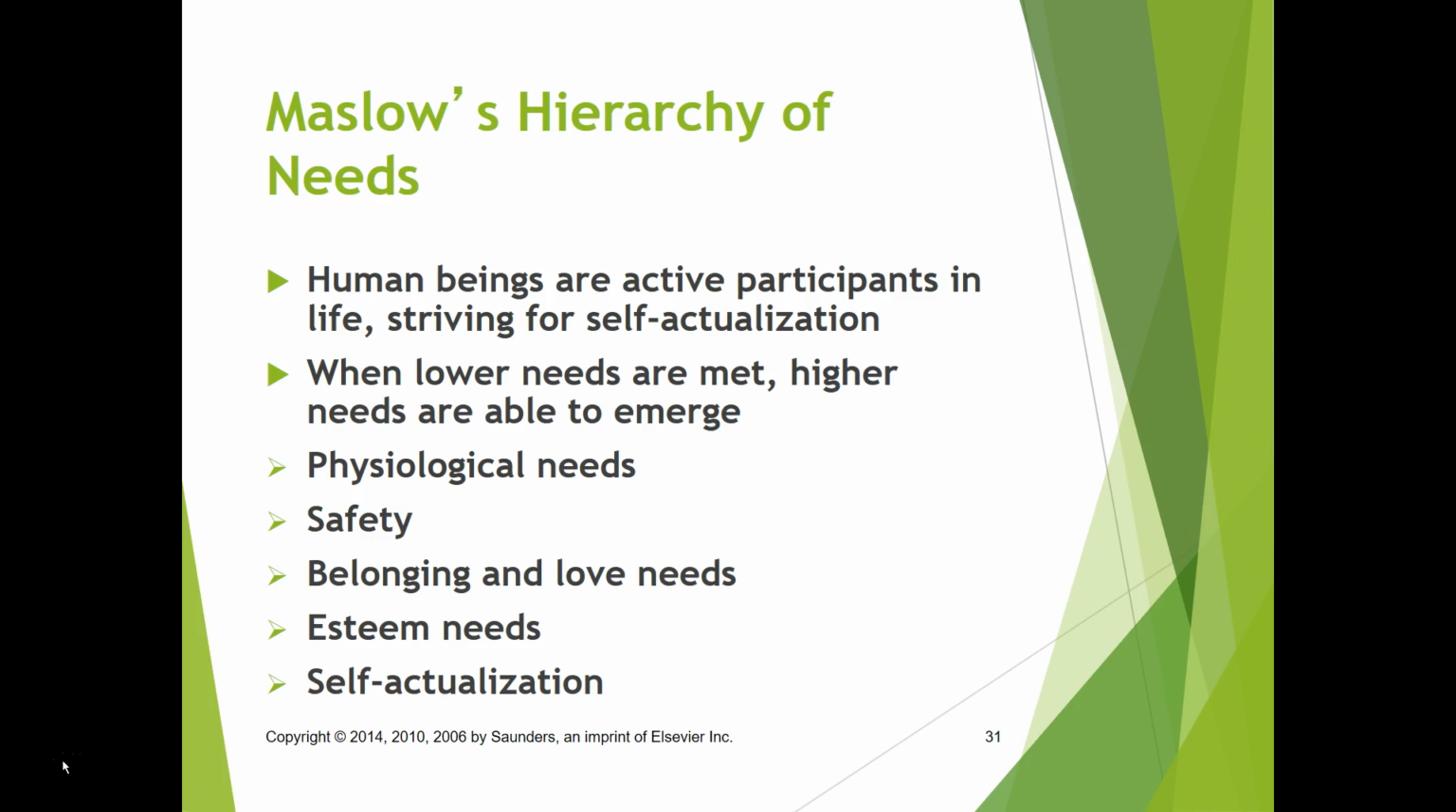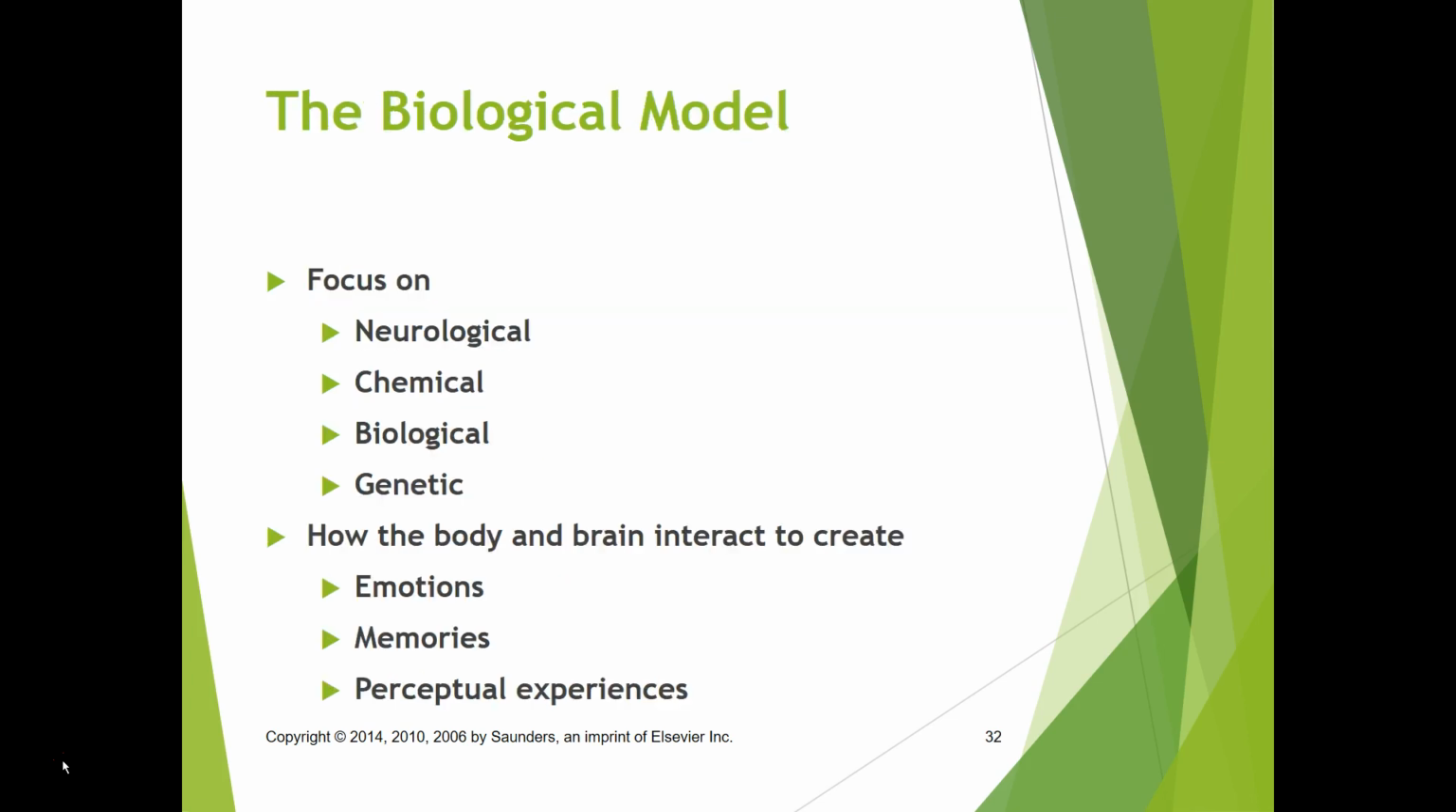So we really, as nurses, have to take a look at where they're at on Maslow's hierarchy. We want them to have those safety, belonging and love needs, esteem needs, self-actualization, but of course those very low needs need to be met first. So that's all I'm going to say about that.